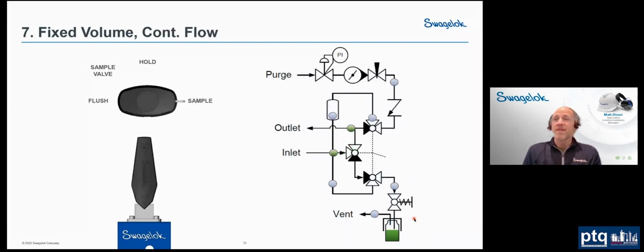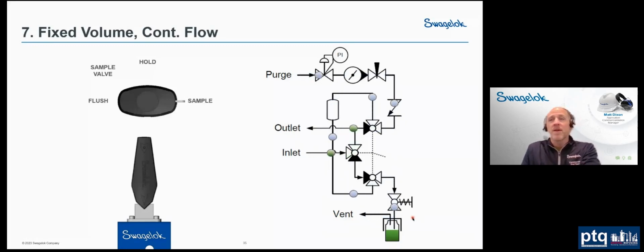So now everything's nice and clean. Our sample is completely transferred to the bottle. We're ready to take that bottle off to the lab for analysis, and we know that next time we walk up to take a sample, all those lines are going to be nice and clean. We don't have to worry about old sample in the line contaminating it.